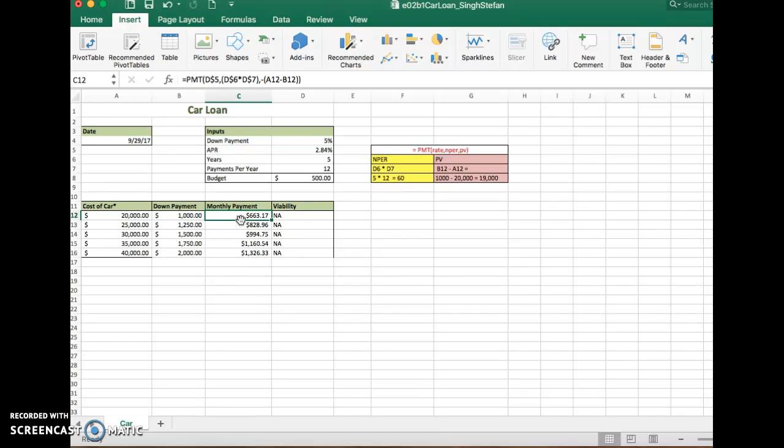Based on this college student's history, I don't think that he might be able to afford this. But yeah, those are some very high down payments for a $20,000 car. And this is where we move on to the next step, in which we want to figure out the viability. So it's a quick IF function to figure out whether or not these monthly payments fall into his budget. And they actually don't.